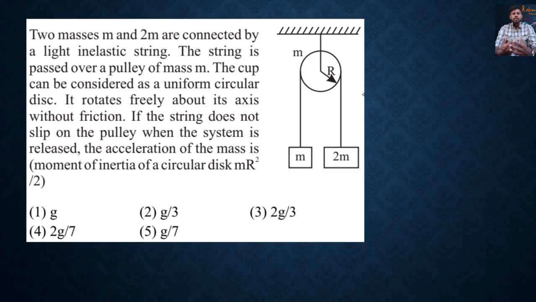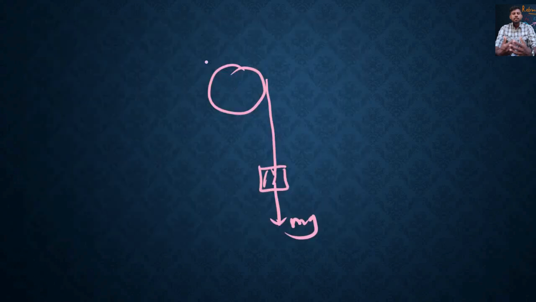So we have to consider the motion of this pulley as well, right? So let's look at the basic question. This is the basic question, students. We have a pulley here that can rotate around its axis, and we can write the tension here as T and T here. So we apply F equals ma for the motion of this mass m.